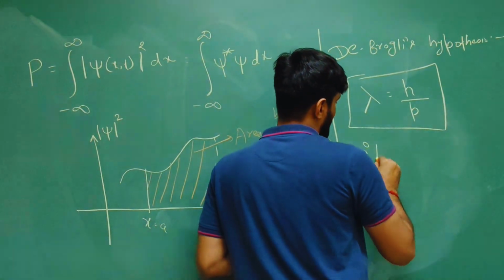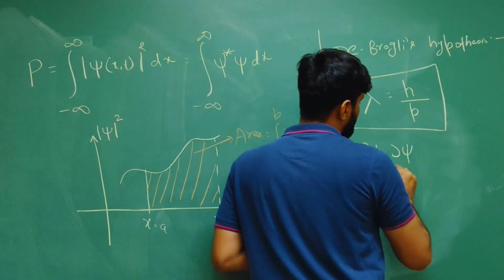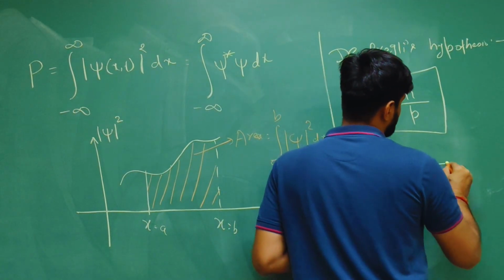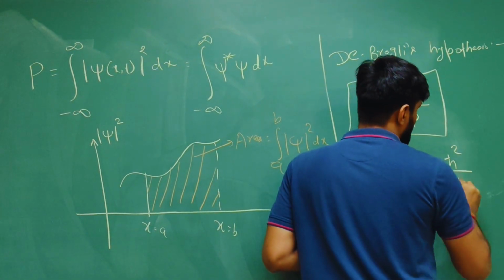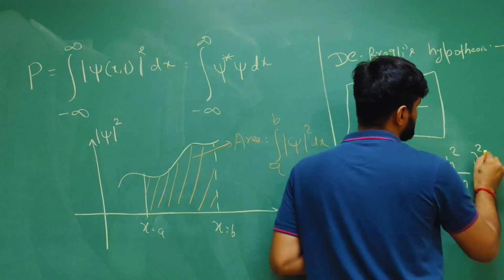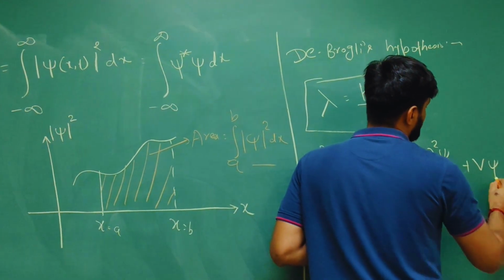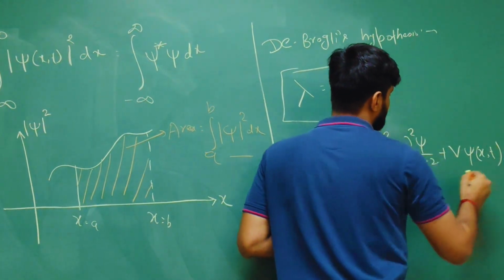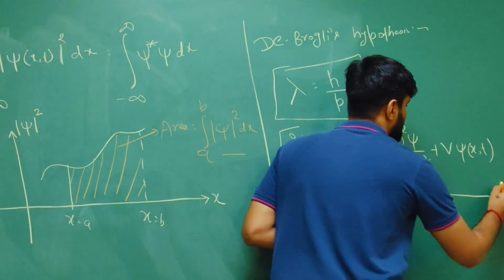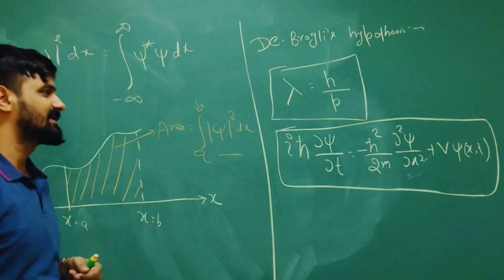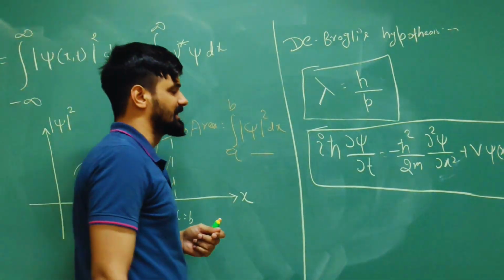So that is equal to iħ ∂ψ/∂t, that is equal to minus ħ² divided by 2m ∂²ψ/∂x² plus V ψ(x,t). So this is the Schrodinger equation, and he derived this equation while publishing the paper. You can see the paper also, that is available on Google Scholar.